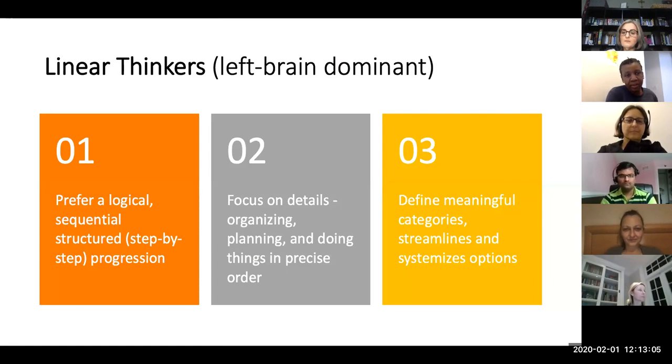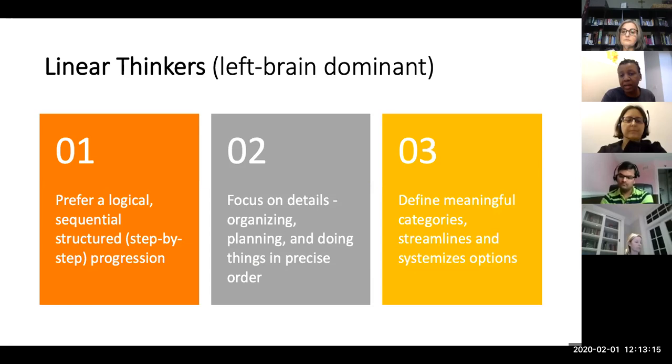So there are the linear thinkers. They're the left brain. They prefer the logical, sequential, structured things that have to follow the way it should be to process. They're more detail oriented. Everything has to be planned. Things have to be in place before they can do anything with that thought, and it has to be precise. They define meaningfulness in categories, streamlines, systems, options. Those are the left thinkers, right?